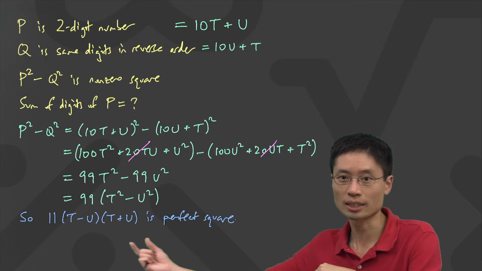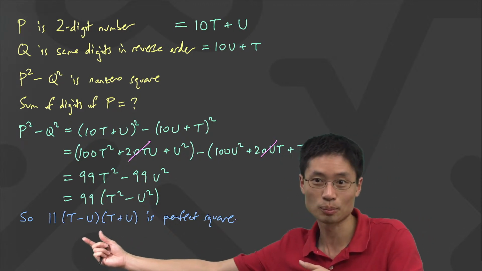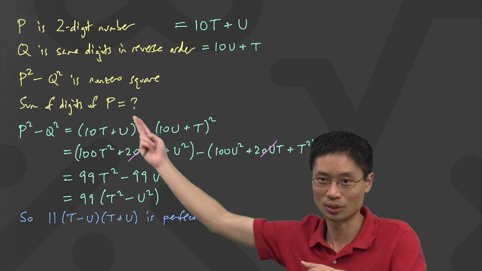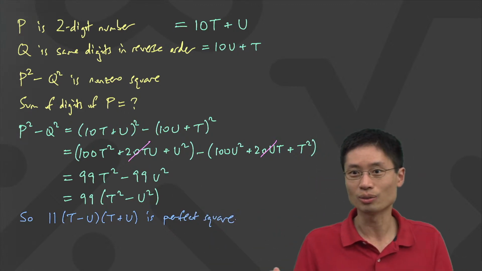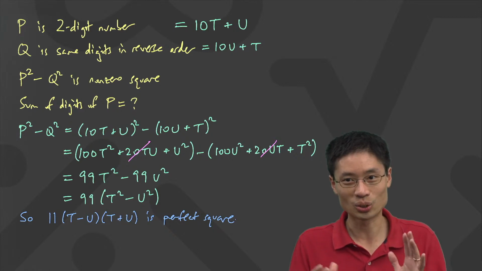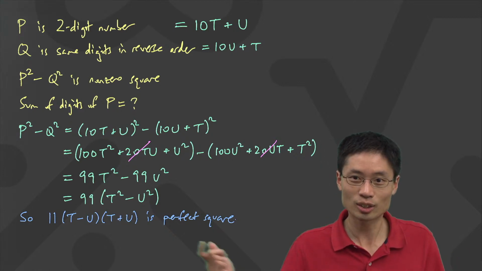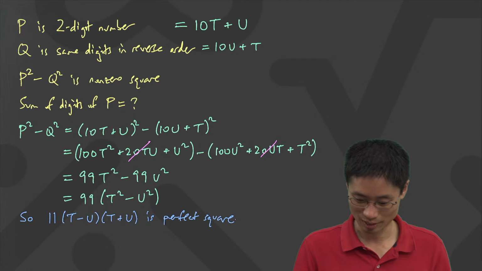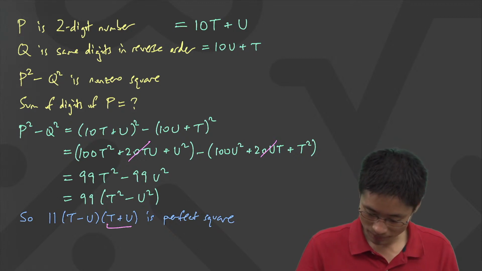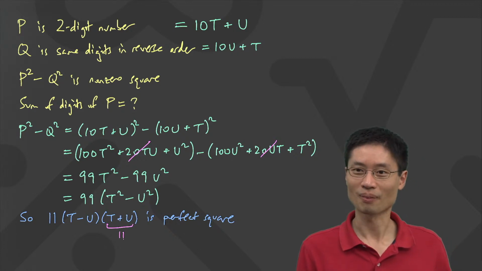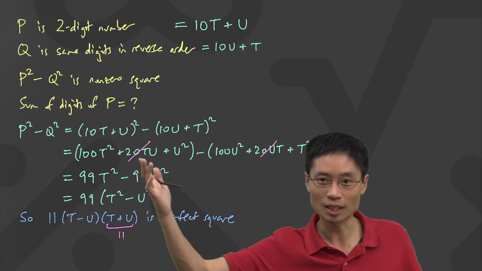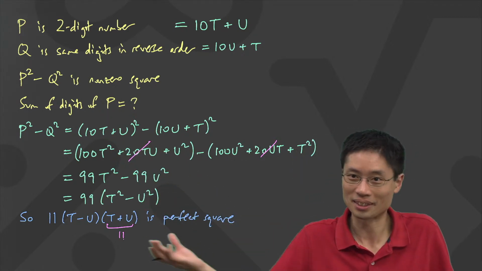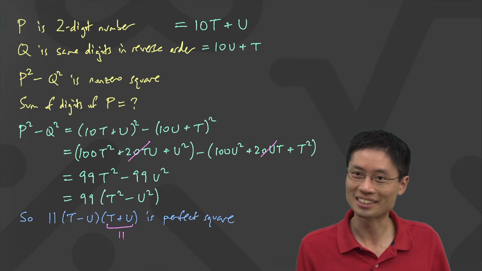We can't have t minus u be 0. That's a multiple of 11 also, but we're saying it's a non-zero square. So t plus u is some multiple of 11. Could it be 22? Good luck. You can't find two single digits that add to 22. So that means that t plus u is 11. And that's what the question asked. This is such a cute question. The sum of the digits of the number has to be 11, because that's what we just got here. We're done. It's 11.